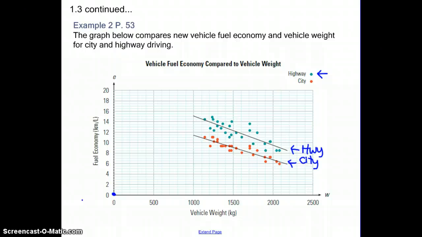Just from looking at that line, we can see that at 1200 and 14, it meets, so that would be about right there. Also at 1900 and 10, so about right there. We're going to use those for our two points. Again, it doesn't matter which is y1 and y2. So let's say that this is x1, y1 and x2, y2, and go back and plug them into our formula.